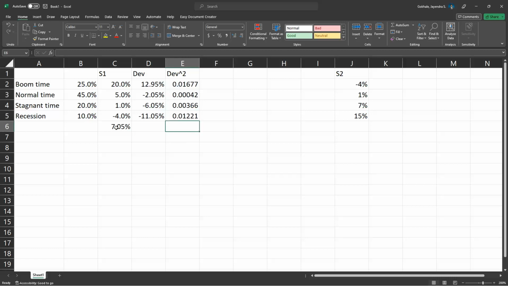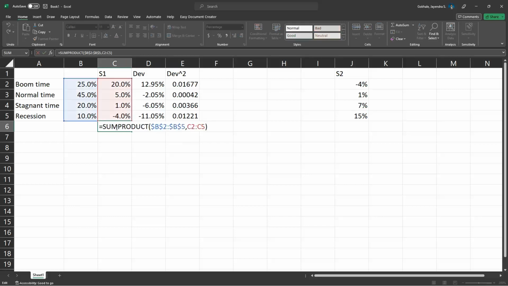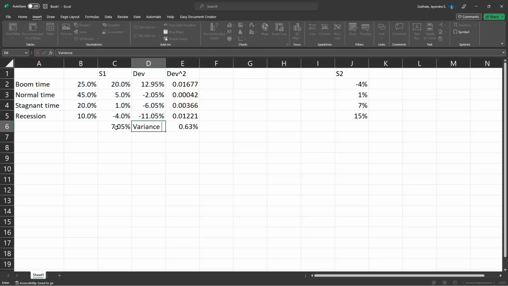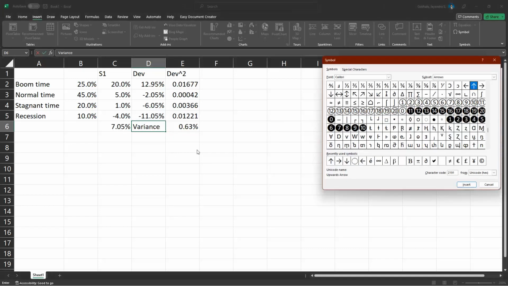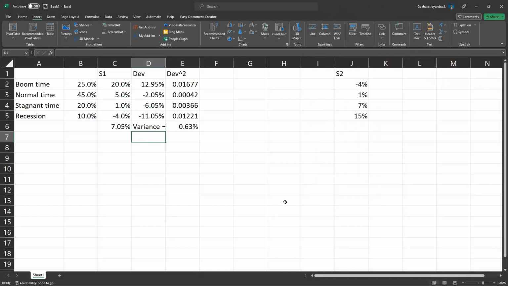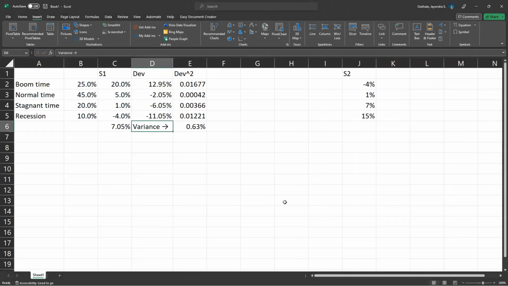And so now we use the same SUMPRODUCT function that we used here. See that SUMPRODUCT function? And that was why we fixed the B's, because the B's are probabilities. So what we do is let's take the sum product of deviation squared with the actual probabilities to get the variance. So this is called variance. Let's put an arrow here. This is the variance.